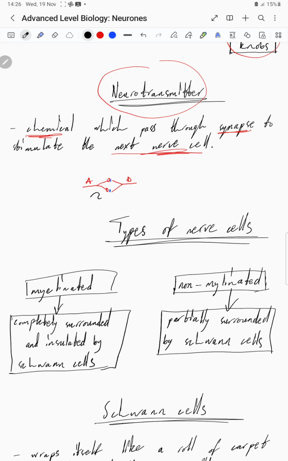So let's say this is neuron A and neuron B. We've just drawn the ends of them. This is the axon from the cell body and the synaptic knob, and the neurotransmitter is the chemical which joins this part to this part, because the neurons are not connected. This allows the impulse to continue on to the next neuron, and the next neuron.